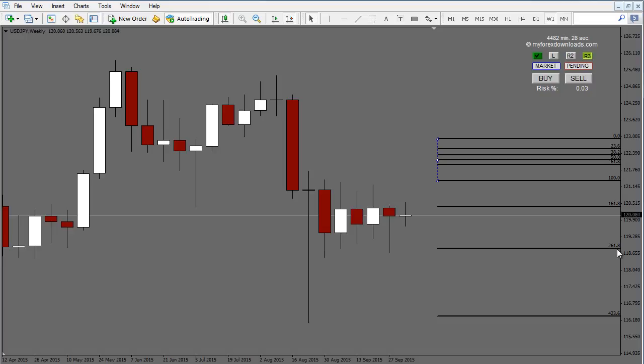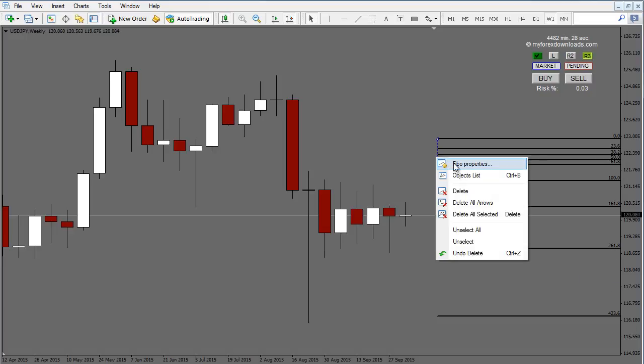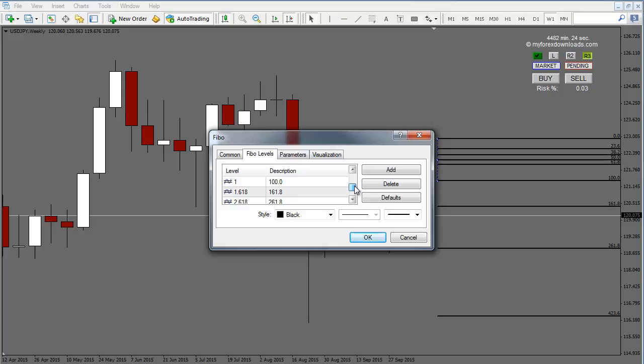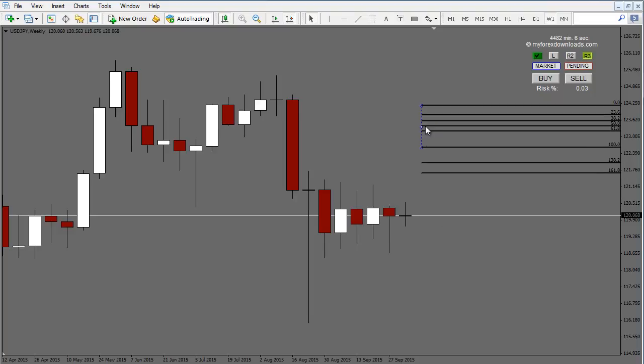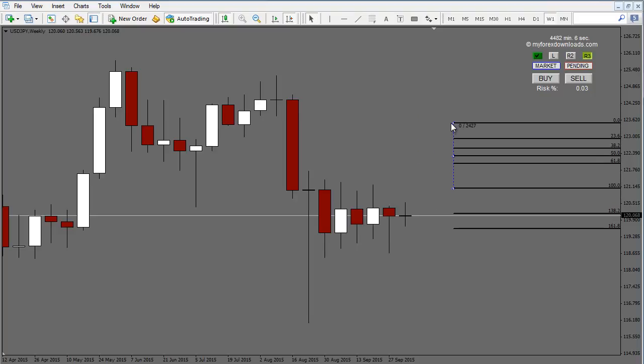The 2.6, 1.8 and the 4.23, we don't need those. So let's open up and go to Fibo levels, and I'm going to delete the last two. And I'm actually going to add a new one here, and that's 1.382. And we'll hit OK, and that's changed our Fibonacci levels.